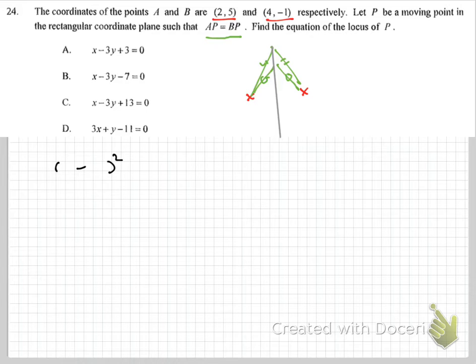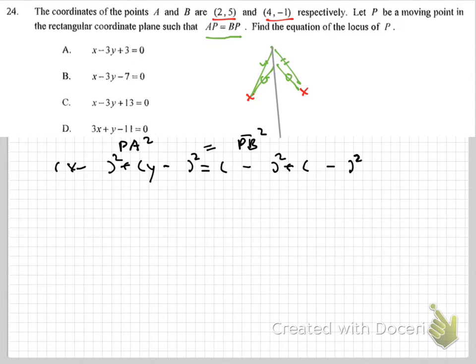In algebra, we set up the two distances to be the same. All right, so that is the distance of PA squared is the same as the distance of PB squared. So we put x and y, and the coordinates of A and B, one point is (2, 5), the other is (4, -1). We know the x squared and y squared will eventually cancel. It becomes a straight line, so that the locus becomes a straight line, right?